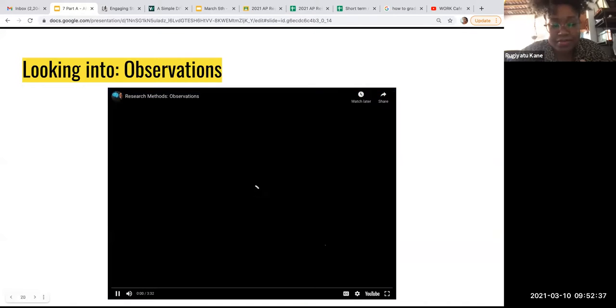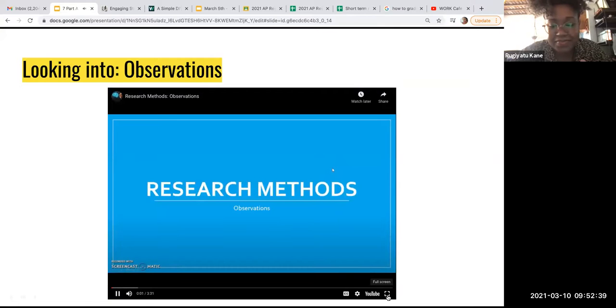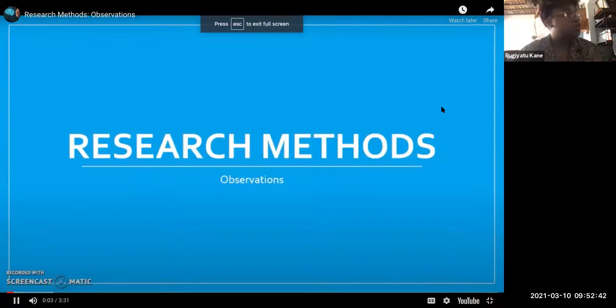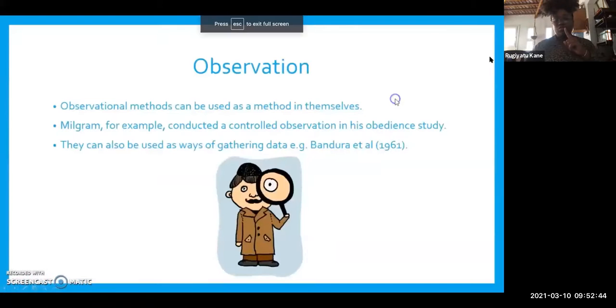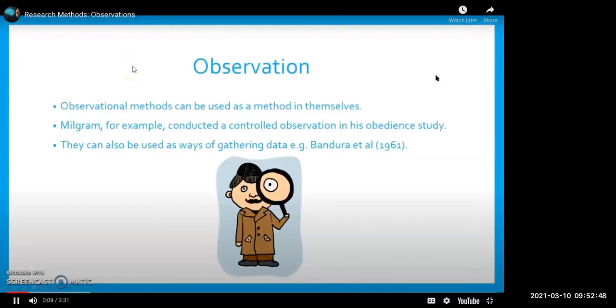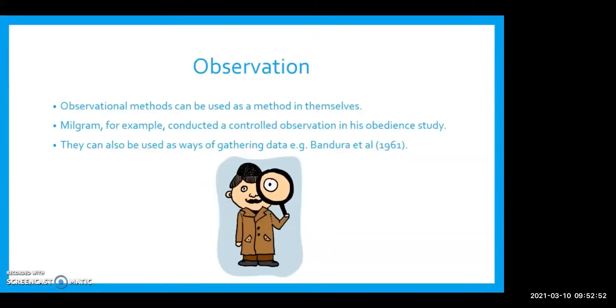All righty. Hi guys, today we're going to be looking at observations, and this is for the OCR A2 Psychology spec. Observations. So observational methods can be used as a method in themselves. Milgram, for example, conducted a controlled observation in his study on obedience. They can also be used as ways of gathering data, e.g. Bandura.